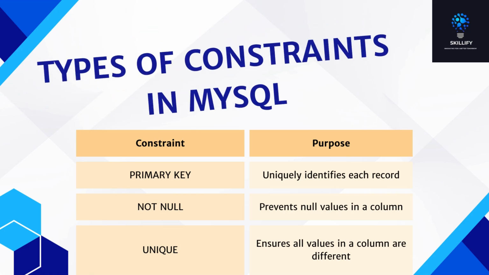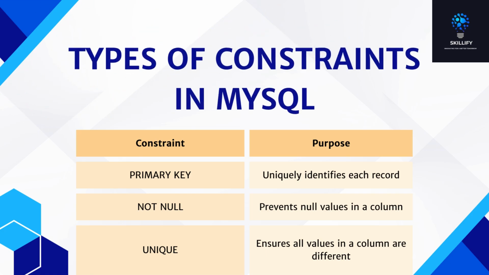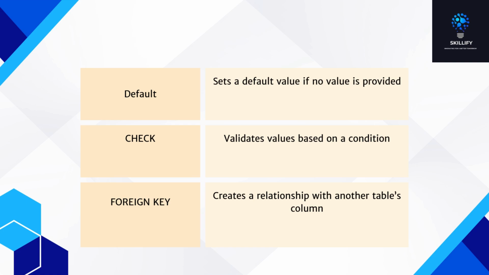Types of constraints. There are 6 important constraints you need to know: primary key, not null, unique, default, check, and foreign key. Let's see them one by one with practical examples.